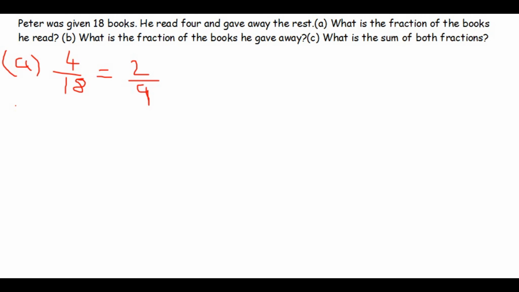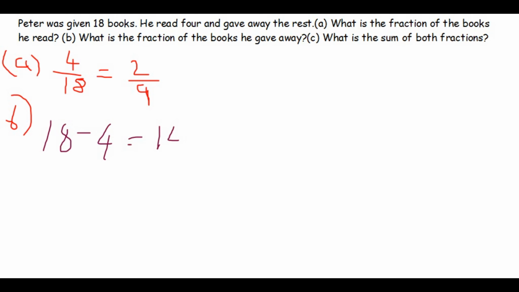So let's move on to the B part of the question. They asked, what is the fraction of the books he gave away? In the question, we were not given the fraction of the books he gave away, but they gave us the parts that he read, which is enough to find the ones that he gave away. So the ones he gave away would be 18 minus the one he read, which was 4. 18 minus 4 is 14. So meaning he gave away 14 books.